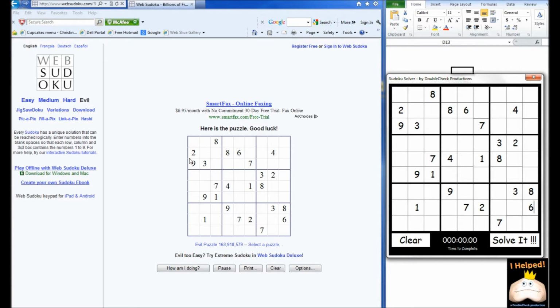Let me check. First row, looks like we got everything. All right, so we got all our values in. And what I want you to notice is right here, time to completion. So let's go ahead and run this thing. This is an evil Sudoku problem.